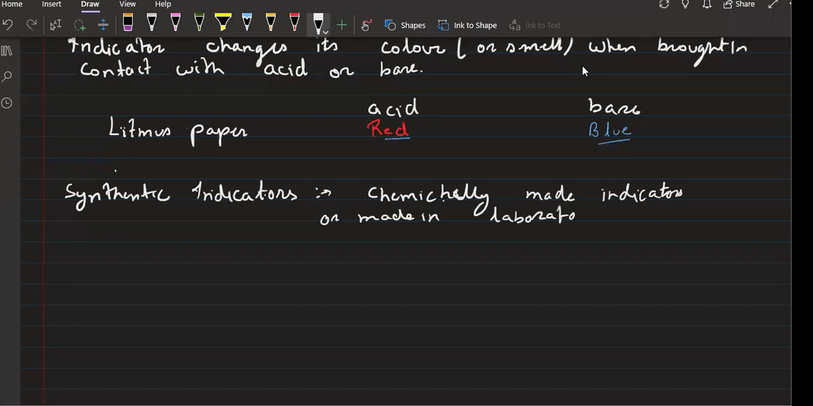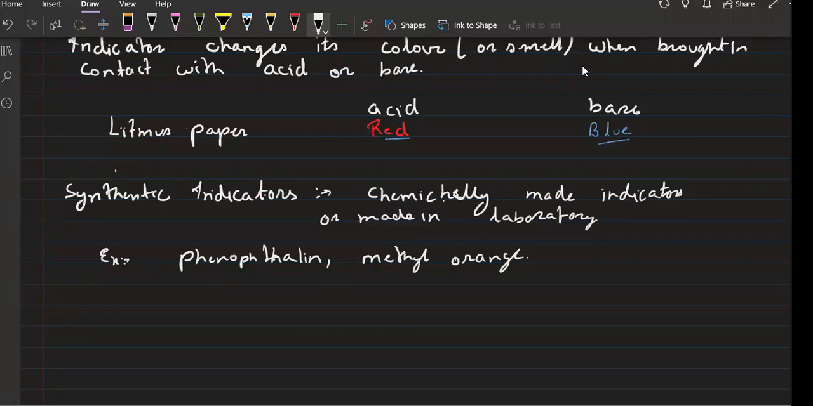So the examples of such indicators are phenolphthalein, then methyl orange. So these are the indicators, right? Now, the important thing that we have to know, right?